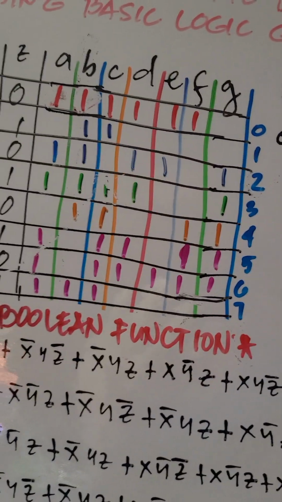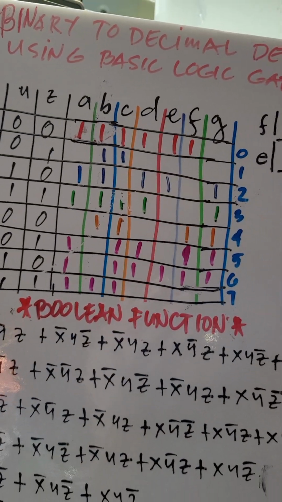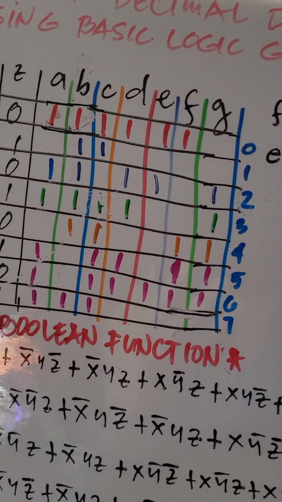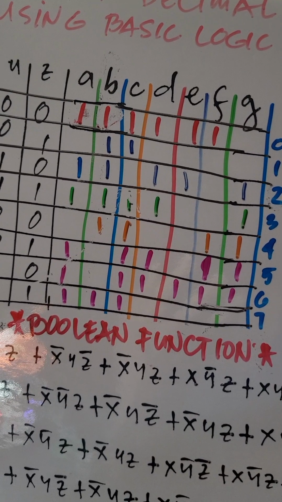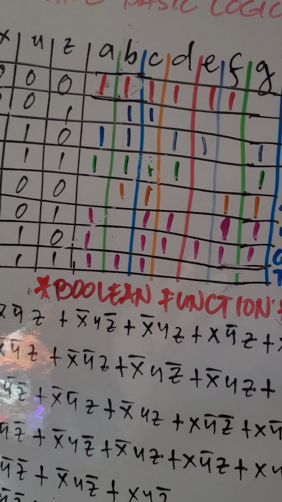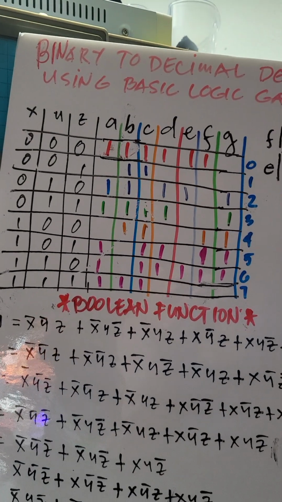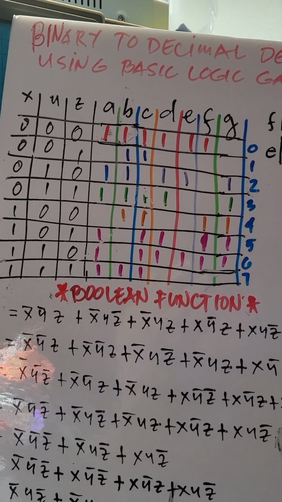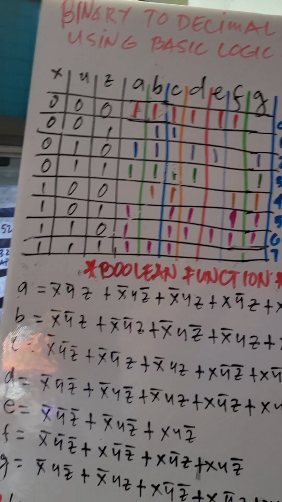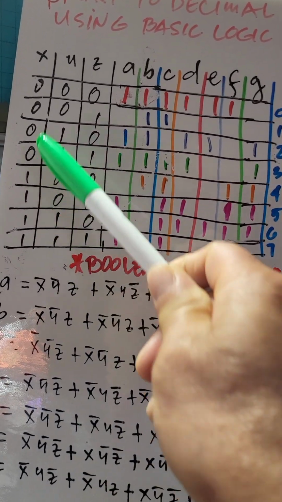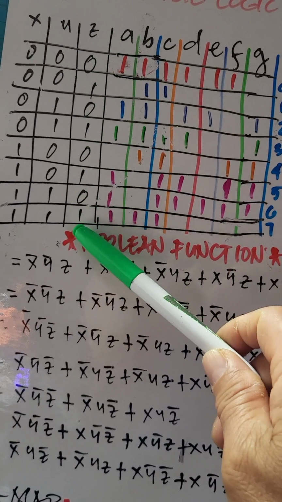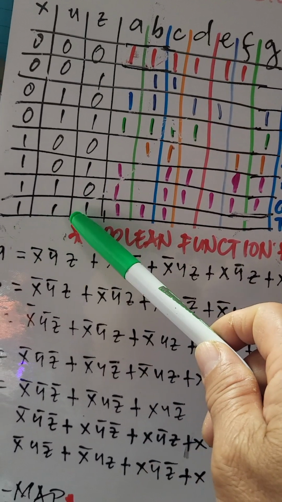Now we started with our truth table. So this is the truth table for 7 segment display up to 7. So only up to 7 since we're just using 3 variables x, y, z. So the counting is only up to 7.